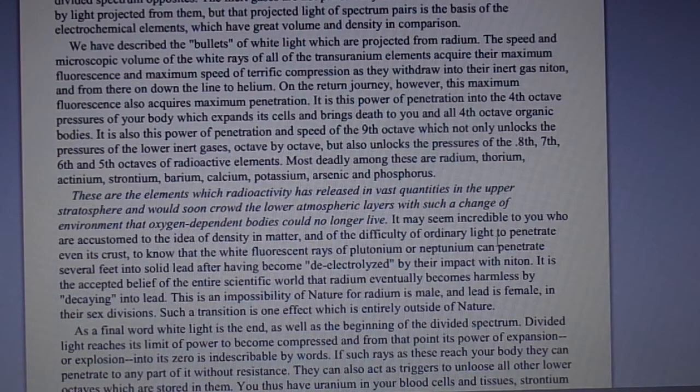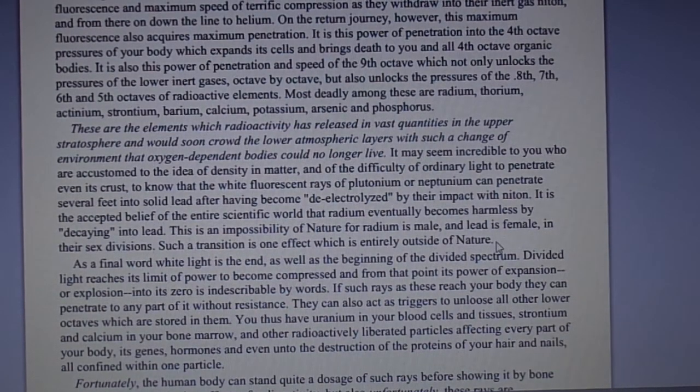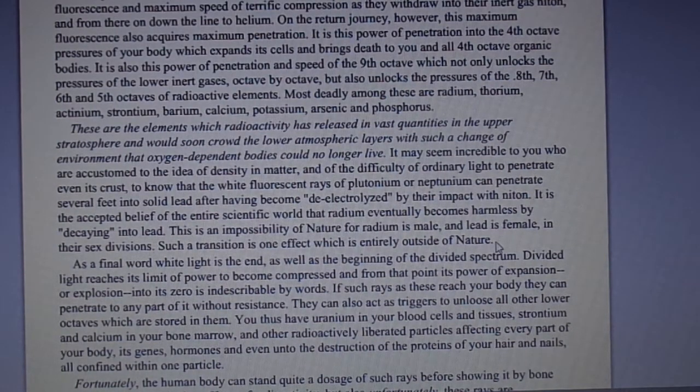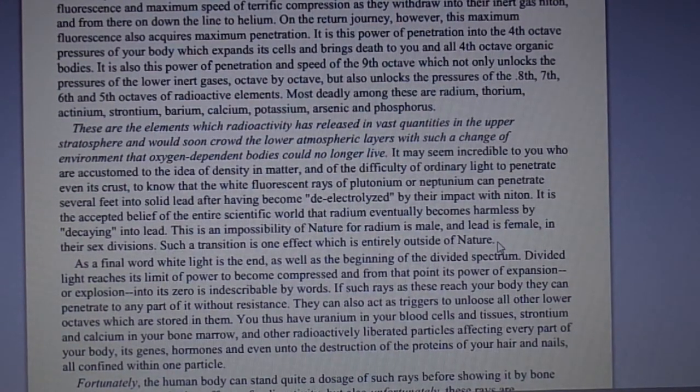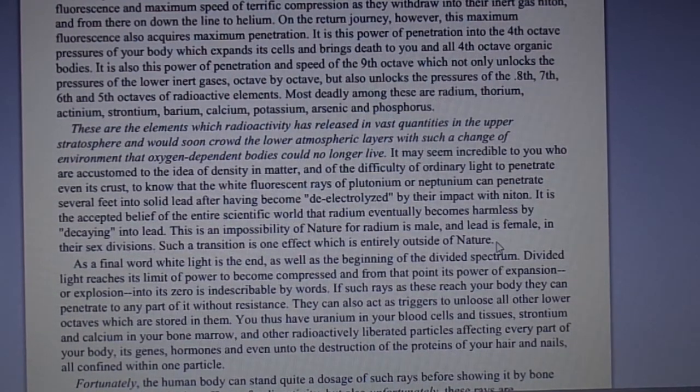These are the elements which radioactivity has released in vast quantities in the upper stratosphere and would soon crowd the lower atmospheric layers with such a change of environment that oxygen-dependent bodies could no longer live. It may seem incredible to you who are accustomed to the ideal of density in matter and of the difficulty of ordinary light to penetrate even its crust, to know that the white fluorescent rays of plutonium or neptunium can penetrate several feet into solid lead after having become de-electrolyzed by their impact with niton.